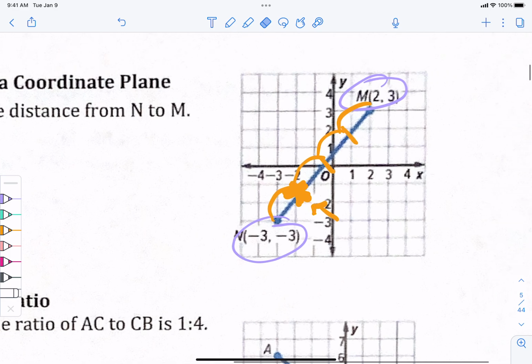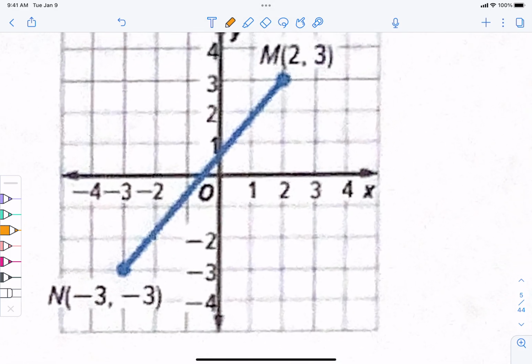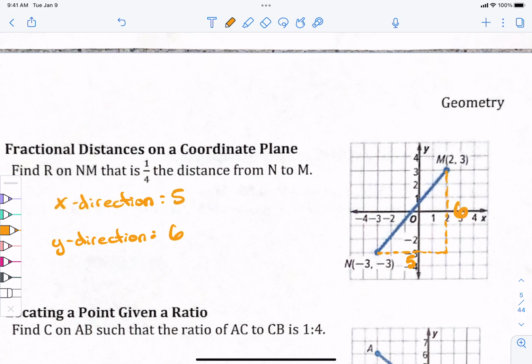So in the x direction, all right, let me get rid of my mess here. Let's make this into a triangle, and I'm gonna go over and go up. In the x direction, how many have we gone over? No, we're not gonna actually do the Pythagorean theorem. How many have I gone over? 1, 2, 3, 4, 5. Did I go over 5? And how many did I go up? 6. Okay, I went in the x direction 5 and in the y direction 6 to get from one point to the other, right?